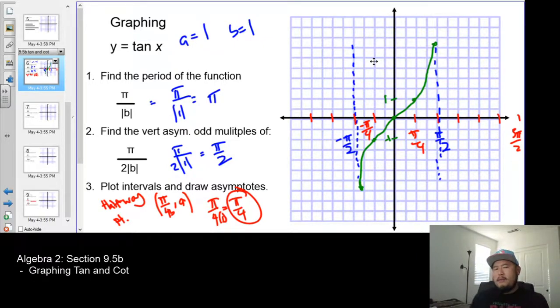If you can't remember where exactly to start, think about this. You have to remember where the vertical asymptote is going to be. Now, for tangent, it's odd multiples of pi divided by 2 times absolute value b. So if you could figure that out, take your answer, multiply it by 1. That'll help you find your first 2 asymptotes. All right, let's go now.